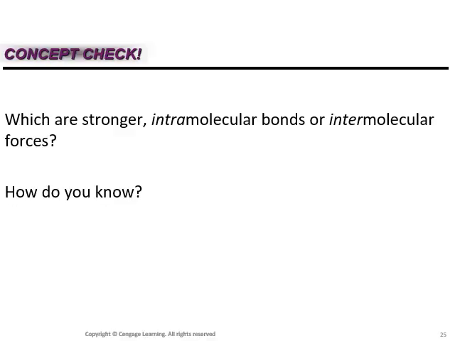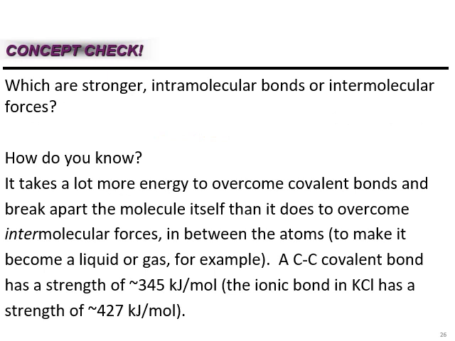Next slide. So which are stronger, intramolecular or intermolecular bonds? What they mean by that is covalent or ionic versus the ones we just studied. We just said this, right? So the answer is clearly intra. Covalent and ionic bonds are much stronger, so let's go to the next slide. So intramolecular forces are going to be the ones that are stronger. I'll let you pause this if you want. Next slide.